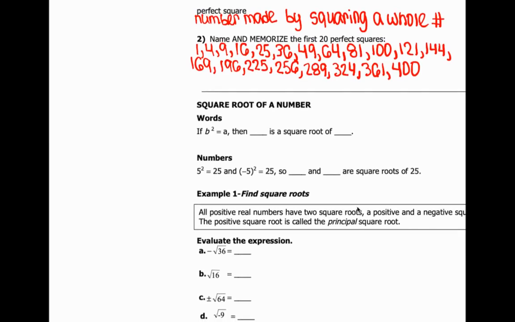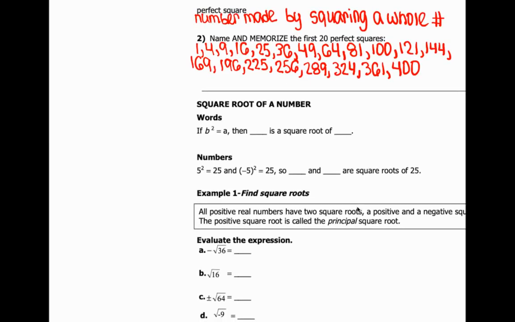So square root of a number. So if b squared is equal to a, then b is the square root of a. So some examples, 5 squared is 25, negative 5 squared is also 25. So 5 and negative 5 are square roots of 25. So that's something important, you've got to take the positive and the negative, because negative 5 times negative 5 is also positive 25. So it's 5 times 5.